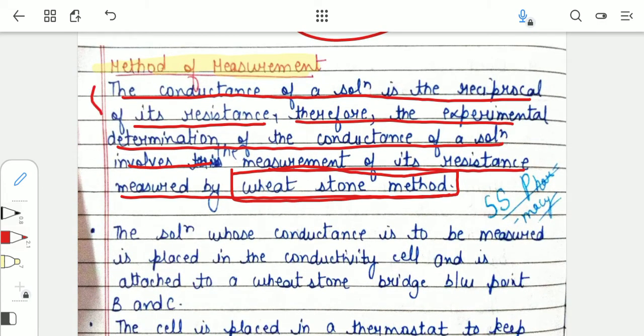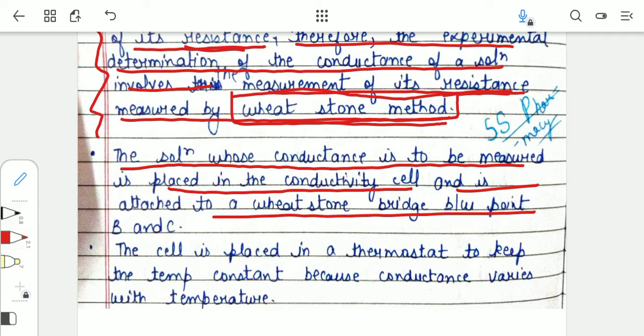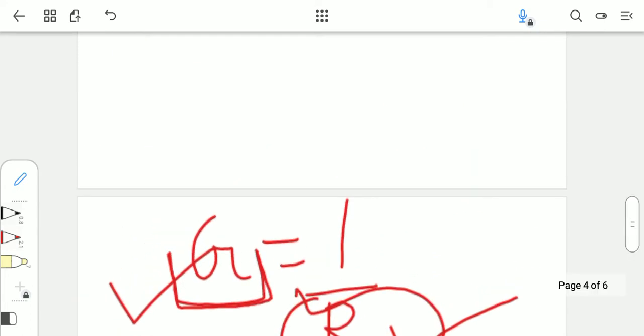That is what is being said here: the conductance is the reciprocal of resistance, and the resistance is measured by the Wheatstone bridge. That is why I explained how we calculate the unknown resistance by the principle of the Wheatstone bridge. Now let us understand step by step how we calculate the resistance of that solution. The solution whose conductance is to be measured is placed in the conductivity cell and is attached to the Wheatstone bridge between the points B and C. We have already talked about the conductivity cell, which contains the solution whose conductance is to be measured. Now let us see the diagram.